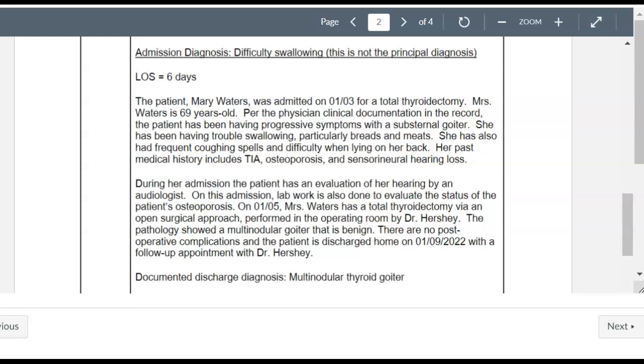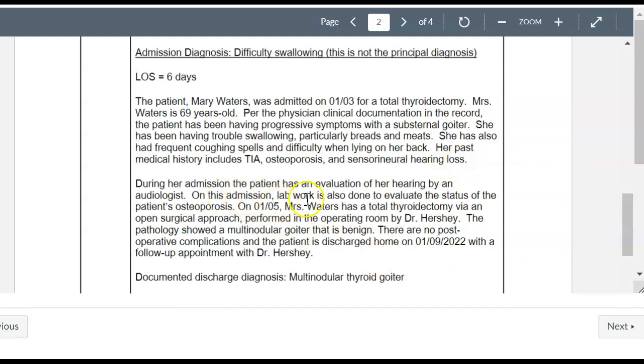Okay, so let's go back to your question here on why we are coding the patient's osteoporosis. So let's look here at the second paragraph. During her admission, the patient has an evaluation of her hearing by an audiologist. So that's why we coded the hearing loss, because they're looking into it. As I stated, this hearing test is going to get billed and you need a diagnosis for it to get billed. So that's why we're coding the hearing loss.